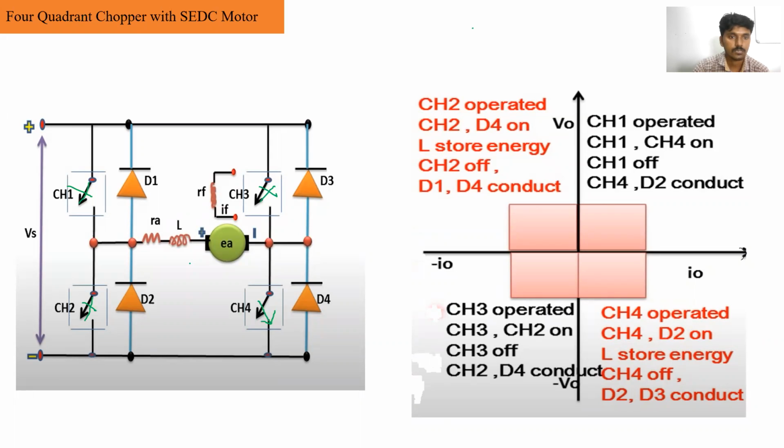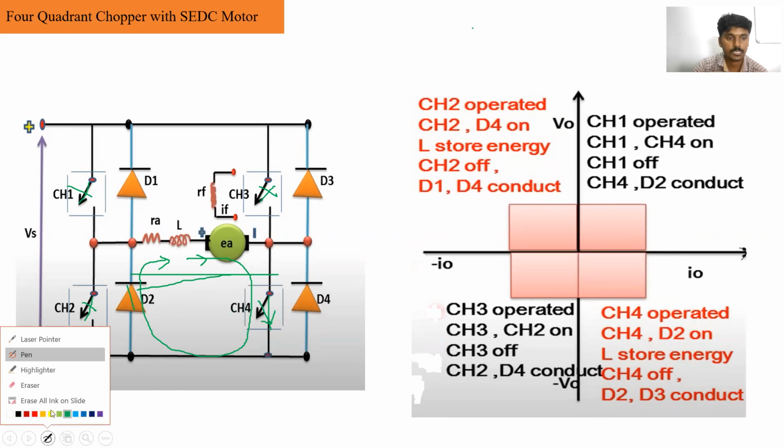CH4 and D2 are turned on, so the current is flowing in this direction. The output current is flowing in this direction, which means it is a positive direction. Clear? The output voltage becomes 0 because this is also a switch and this is also a switch, so these two terminals are short circuited. So output voltage is 0 and output current is positive. And second case, in the fourth mode.